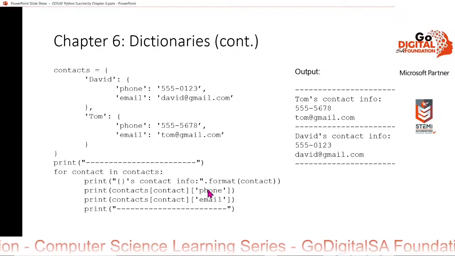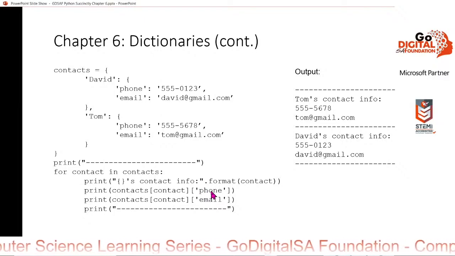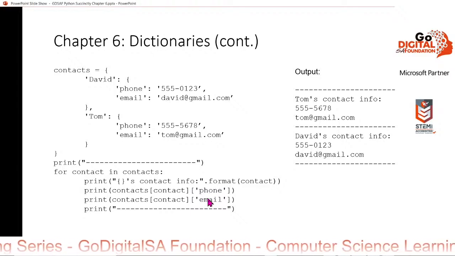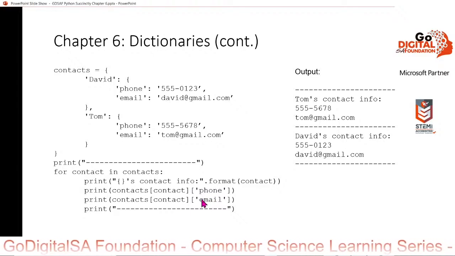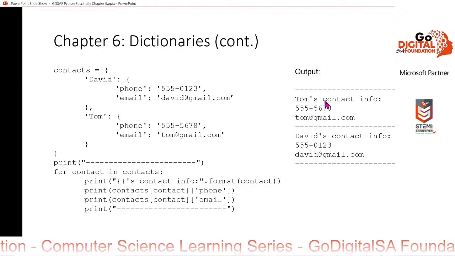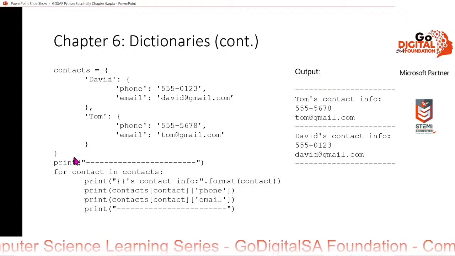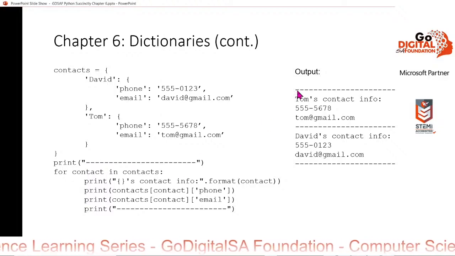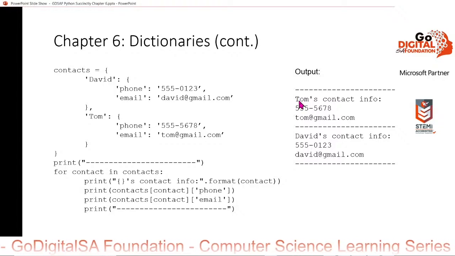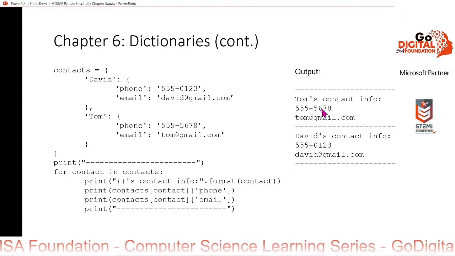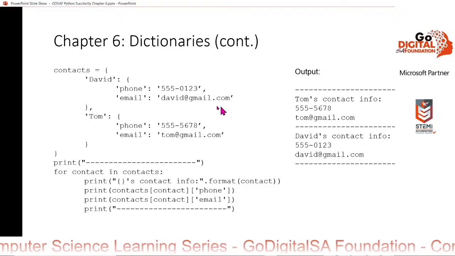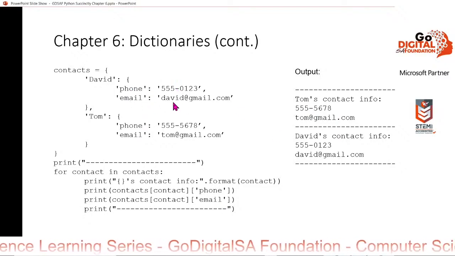So here we're taking the phone item from this contact, and here we're taking the email item from this contact. So we're taking these items from the dictionary within that dictionary. The output will print the line, then it prints the contact's name, so Tom's contact info, and then it prints the phone number, and then it prints the email, because it's taking this and then that.